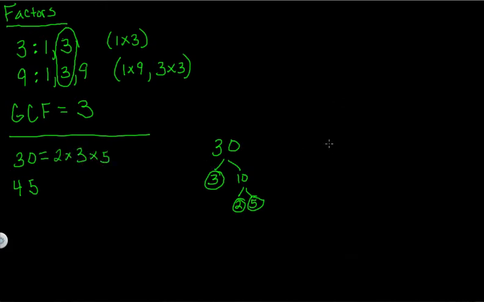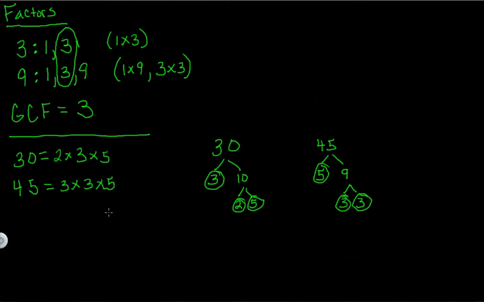And we can do the same thing for 45. We can do the factor tree to find the prime factorization. So we can say 45 is 5 times 9. 5 is prime, we circle it. And 9 is 3 times 3. And both of those are prime, so we circle them. So the prime factorization for 45 is 3 times 3 times 5.